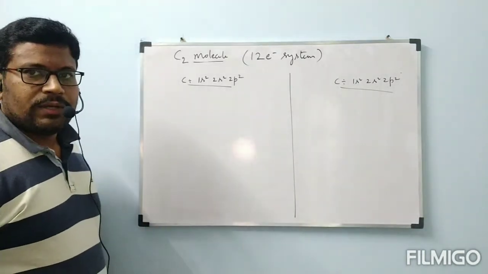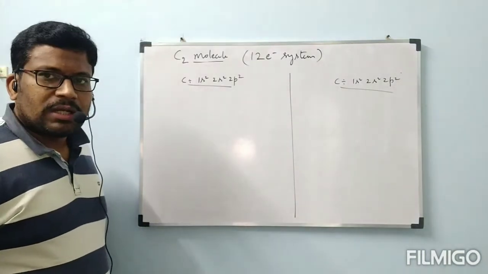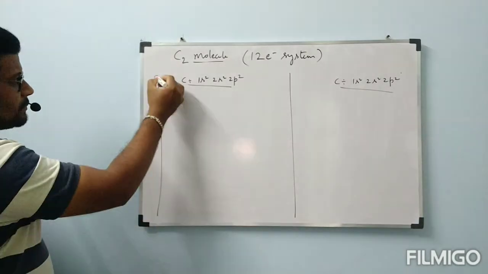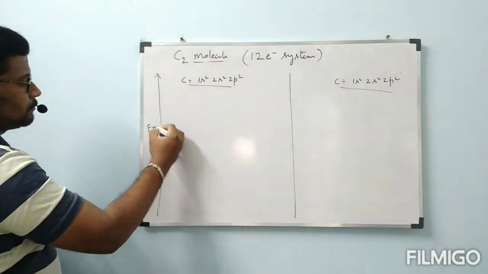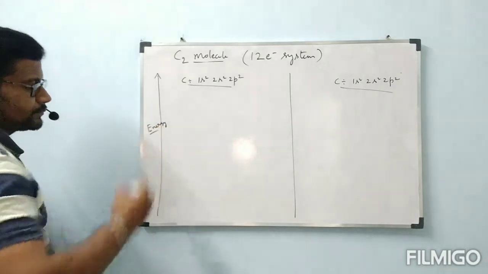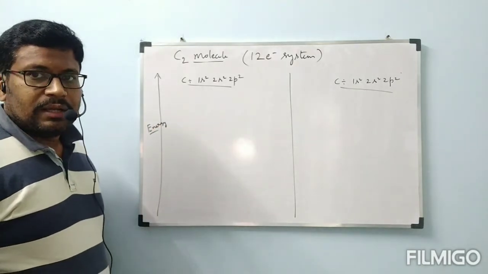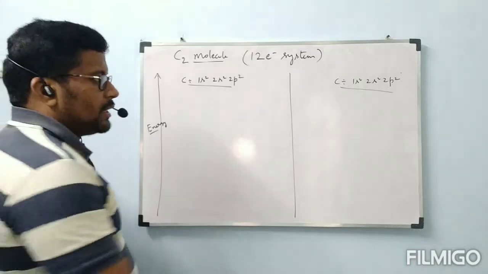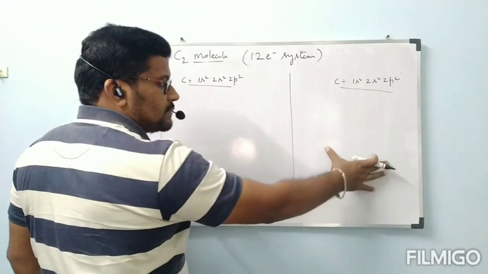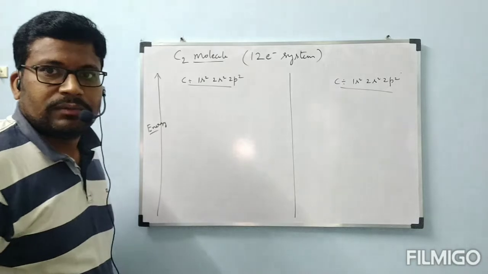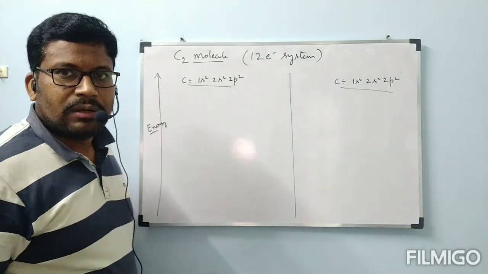Now we are going to show the molecular orbital diagrammatic representation. The left side arrow mark represents energy; from below to above, energy increases. In the previous class also I told you, whatever I am writing here must be written here, meaning energy increases like that. Okay? Now let us see.